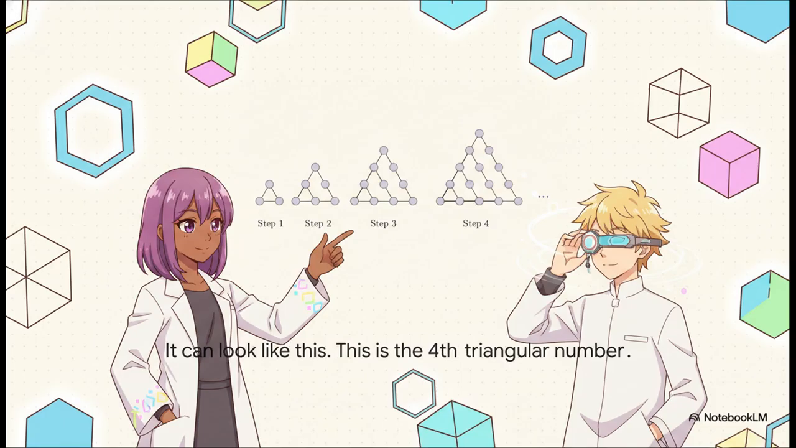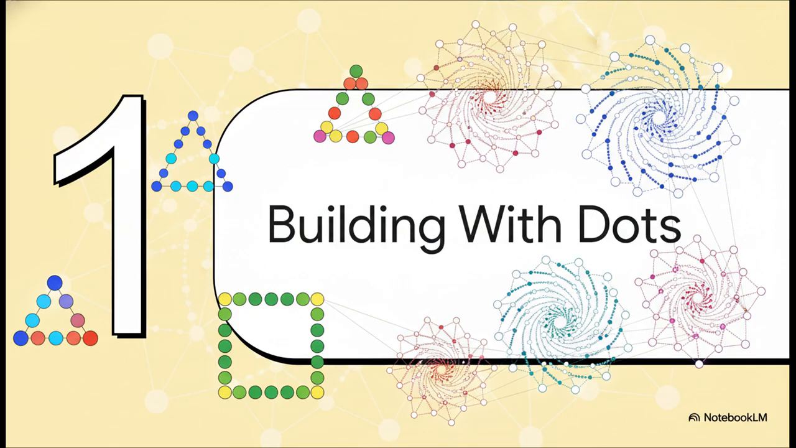And this isn't just some random arrangement either. It's part of a whole sequence. This is what's known as the fourth triangular number. Pretty cool, right? So how in the world do we get from a simple number to these awesome dot pictures? Well, that's what we're going to dive into. We're going to explore how to build them, and you'll see it's actually surprisingly simple and honestly incredibly satisfying.